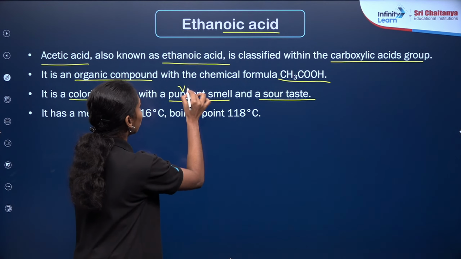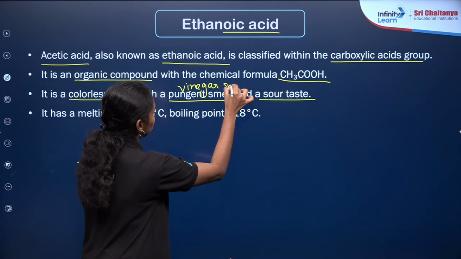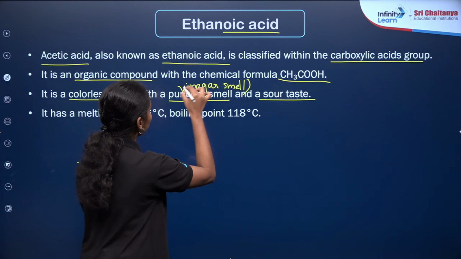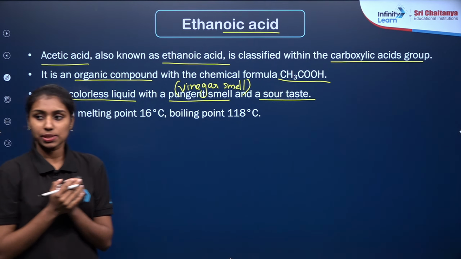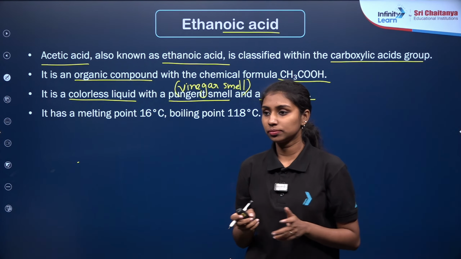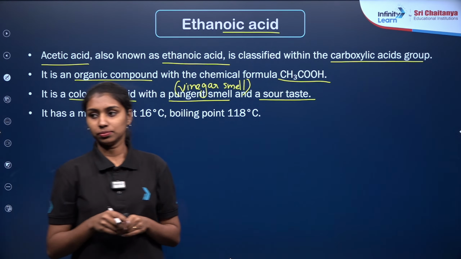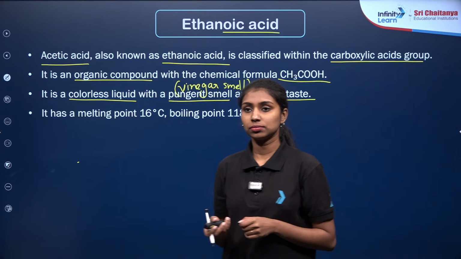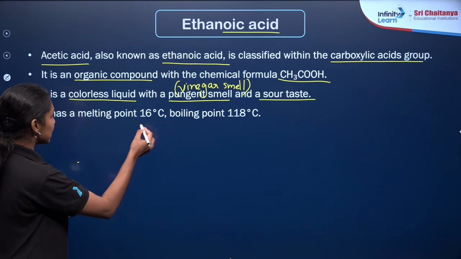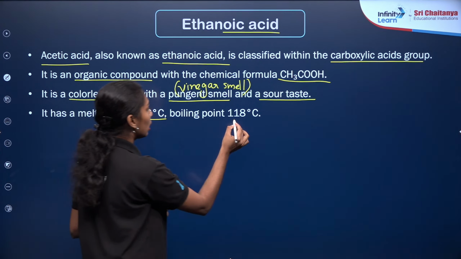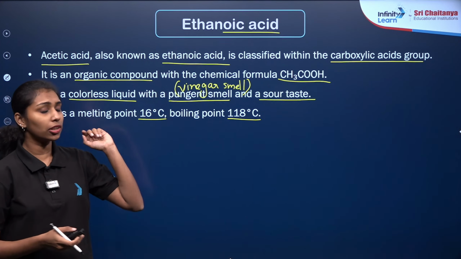Or we can say it has a vinegar smell, so that you can easily understand what is meant by acetic acid. It is similar to the vinegar which we are using in our kitchen. So it has a melting point of 16 degrees Celsius as well as a boiling point of 118 degrees Celsius. These are the introduction to the properties of ethanoic acid.